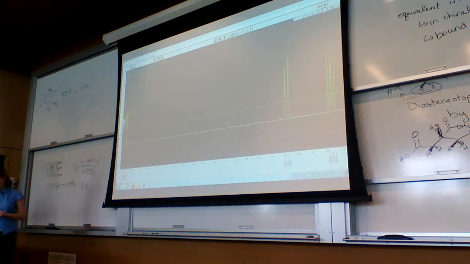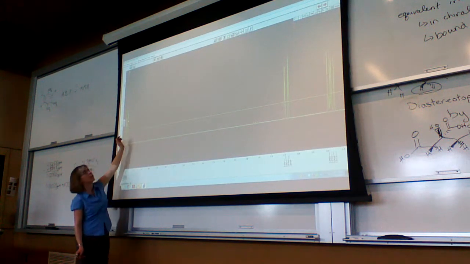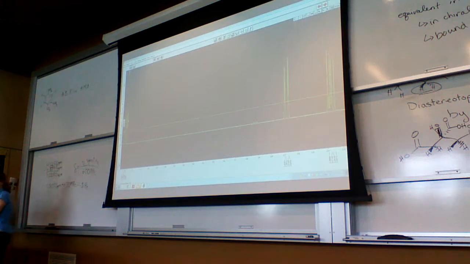And so the coupling constant between those first 2 is 3 hertz, and that's between the 2 signals of the farthest over doublet. Then I want to know the distance between this peak and the next one in. And so I selected the furthest left peak of this one and then the furthest left peak of this one. That's going to give me the second coupling constant that I need, and they overlap a little bit. Let me zoom in.